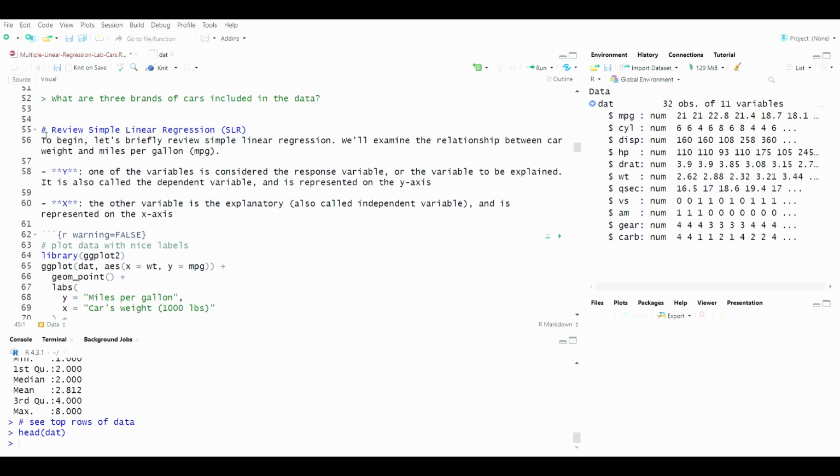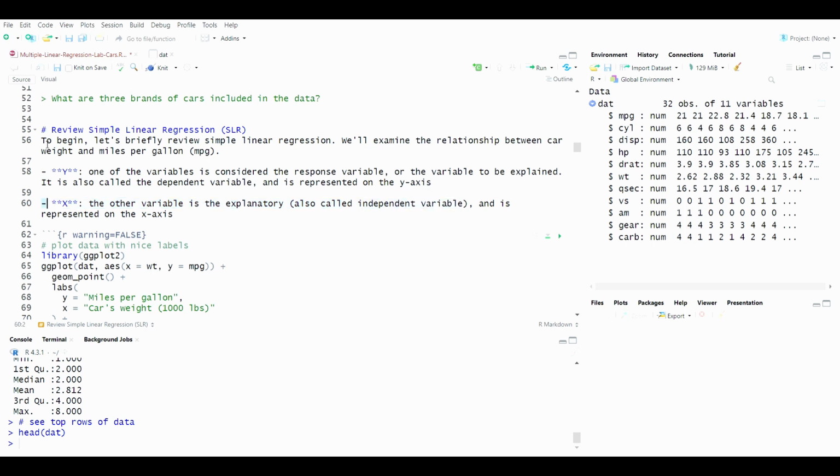Next, we'll scroll down and review simple linear regression. To begin, let's briefly review simple linear regression. We'll examine the relationship between car weight and miles per gallon, or MPG. Our Y variable is the variable considered to be the response variable, or the variable to be explained. It is also called the dependent variable and is represented on the y-axis.